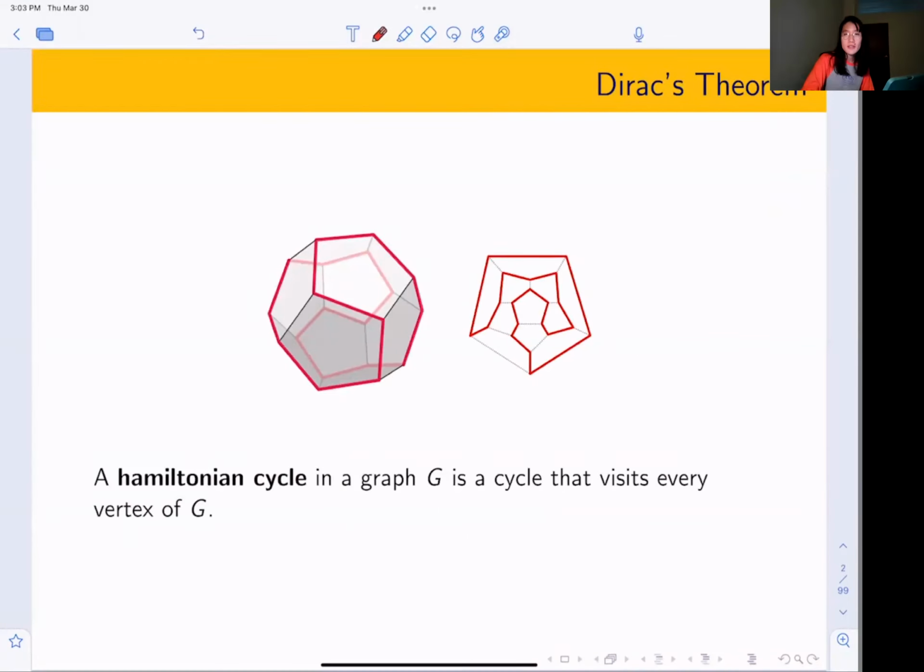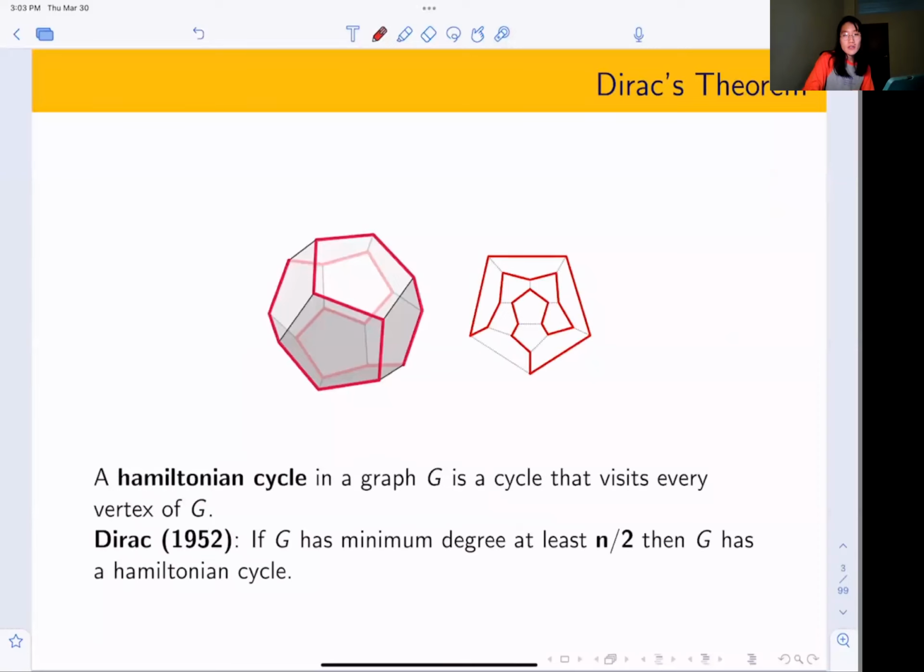So I'm going to talk about Dirac's theorem. And most famously, this theorem is about Hamiltonian cycles. So a Hamiltonian cycle in a graph G is a cycle that visits every vertex of G. And the first type of extremal result about Hamiltonian cycles was due to Dirac. He proved that if a graph has minimum degree at least n over 2, then it has a Hamiltonian cycle.